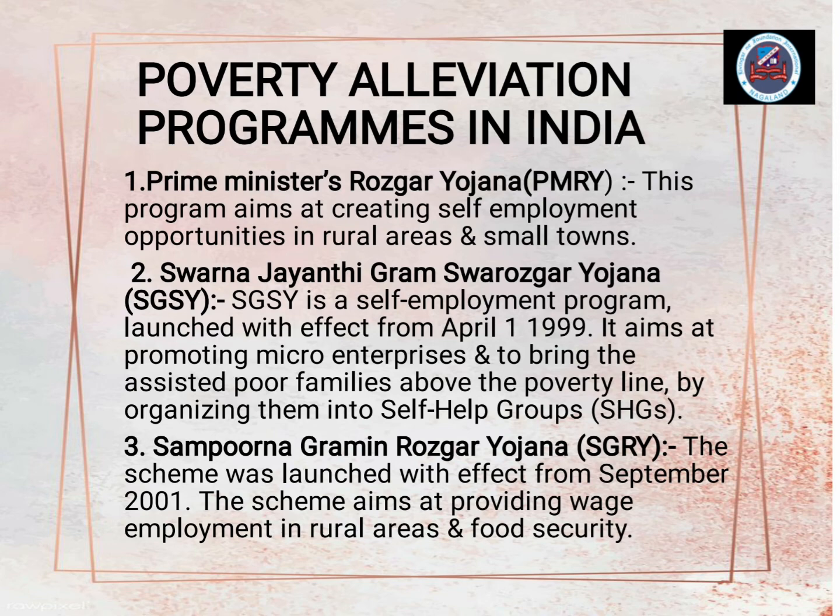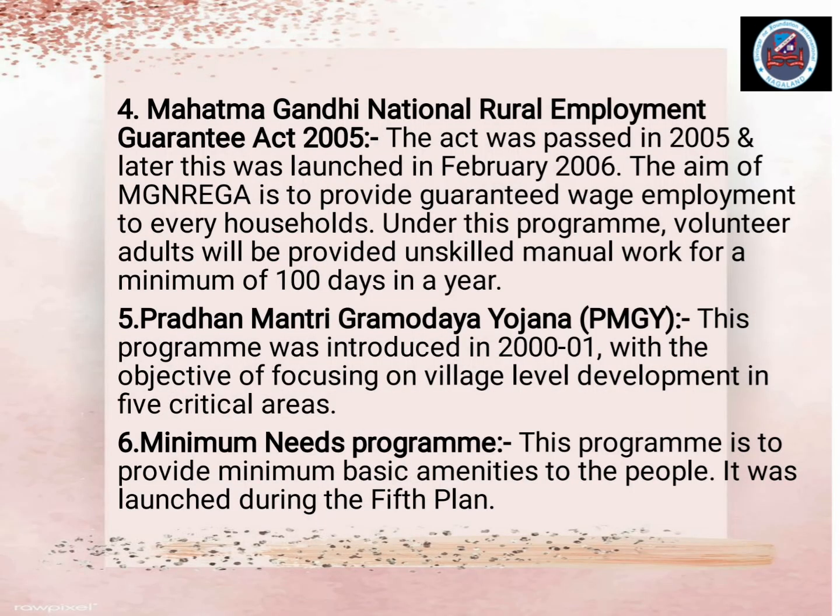The third is SGRY. Now, SGRY is Sampoorna Gramin Rozgar Yojana. This scheme was launched with effect from September 2001. This scheme aims at providing wage employment in rural areas and food security, along with the creation of durable community, social, and economic assets. So, this is the SGRY.